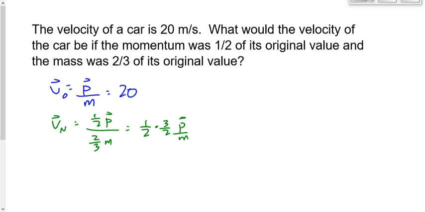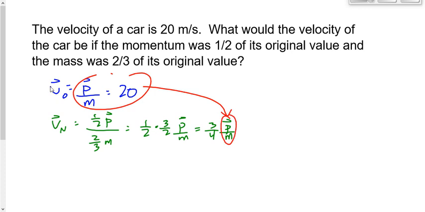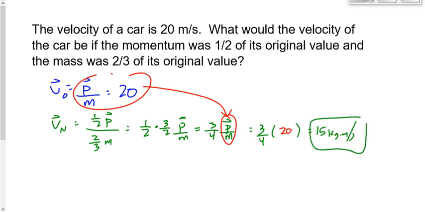We can simplify this. Combine 1/2 times 3/2. We get 3/4. Right? 1 times 3 is 3. 2 times 2 is 4. P over m. Oh, look at this. We know what p over m is. P over m is 20. So it's going to be 3/4 times 20, which is 15 meters per second. How's that?